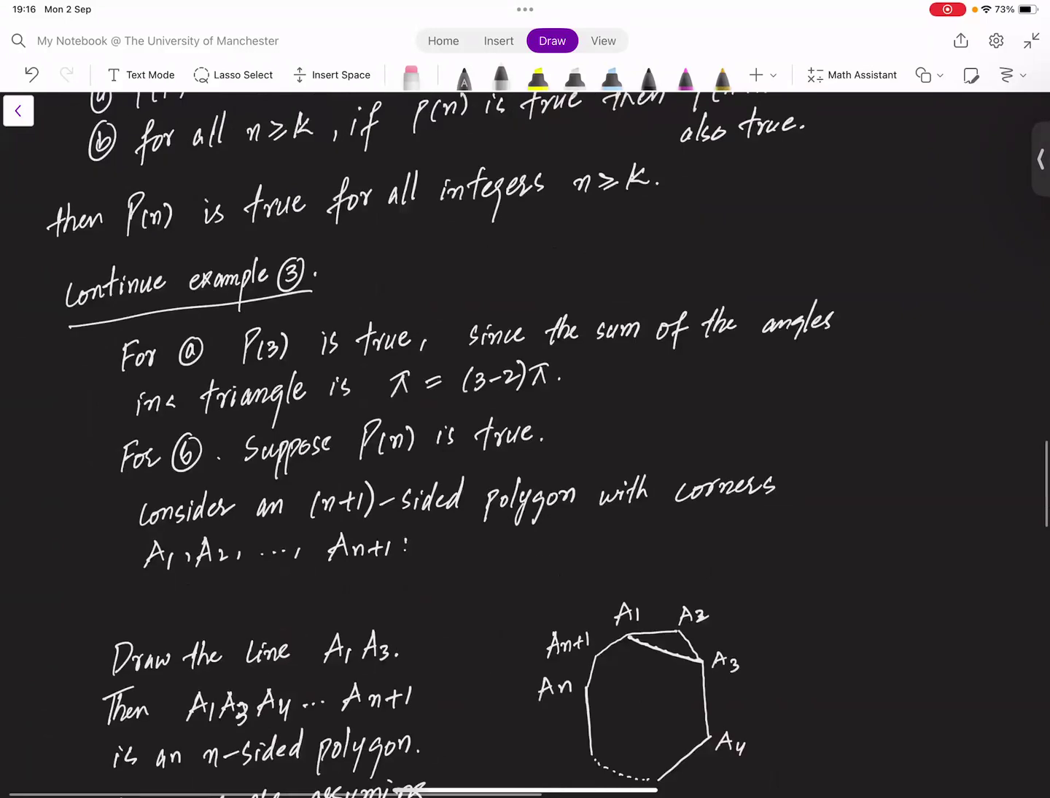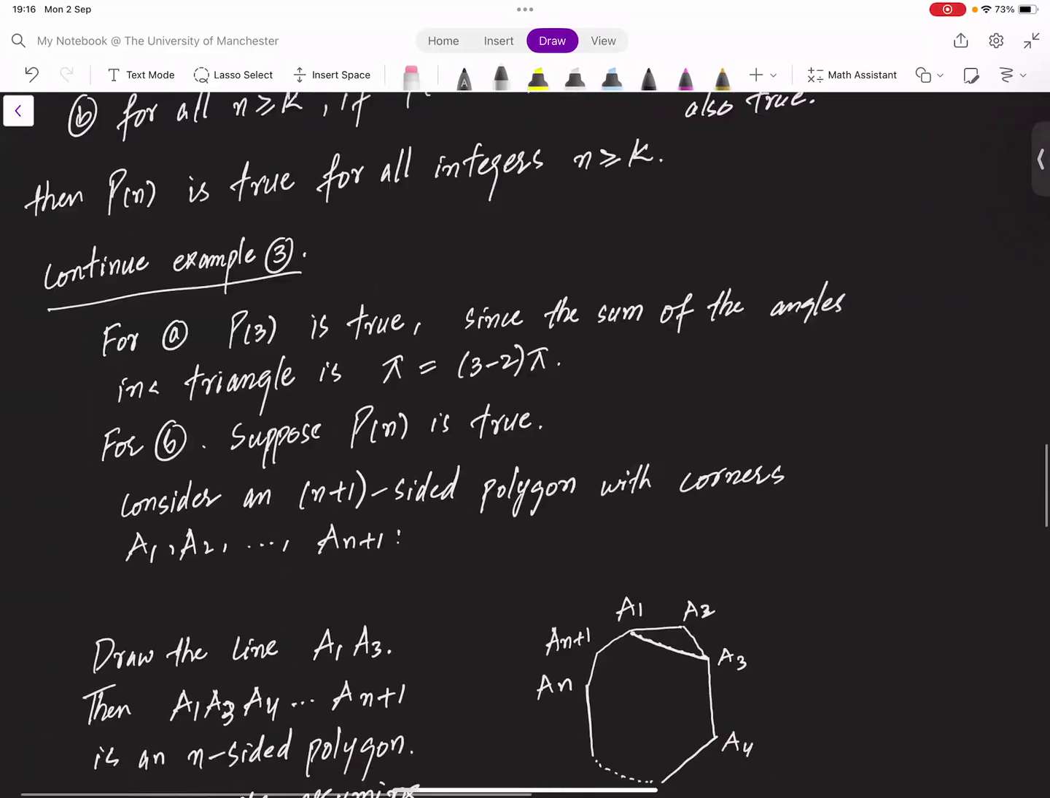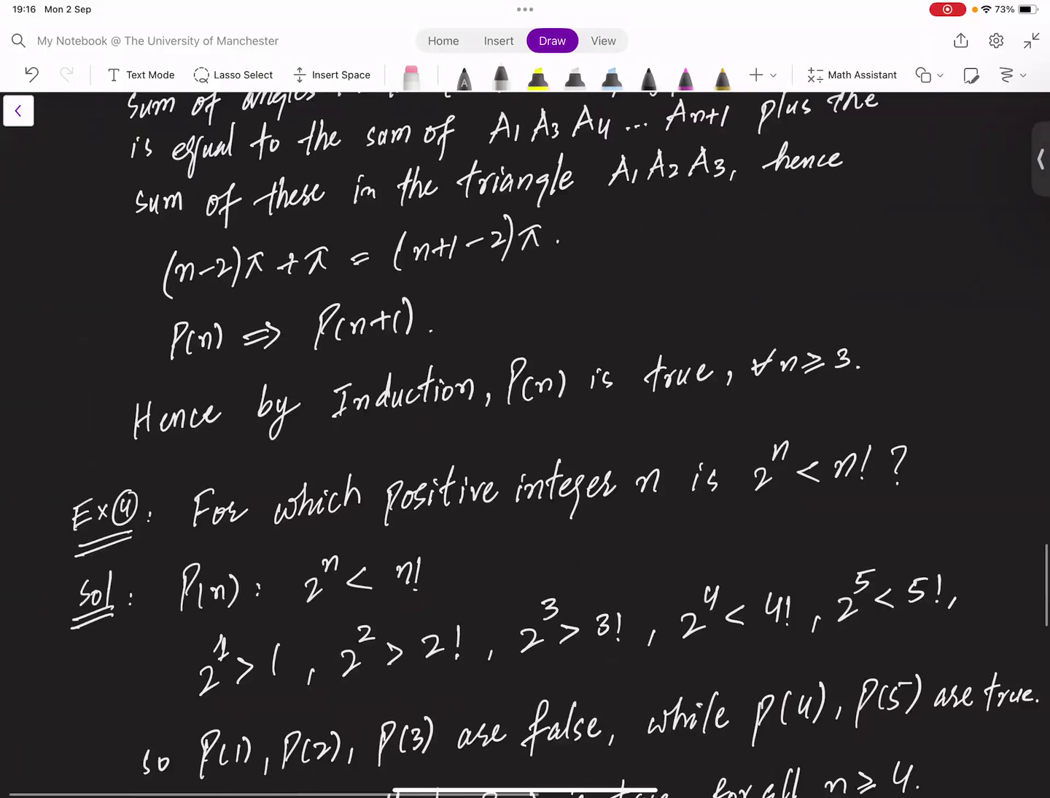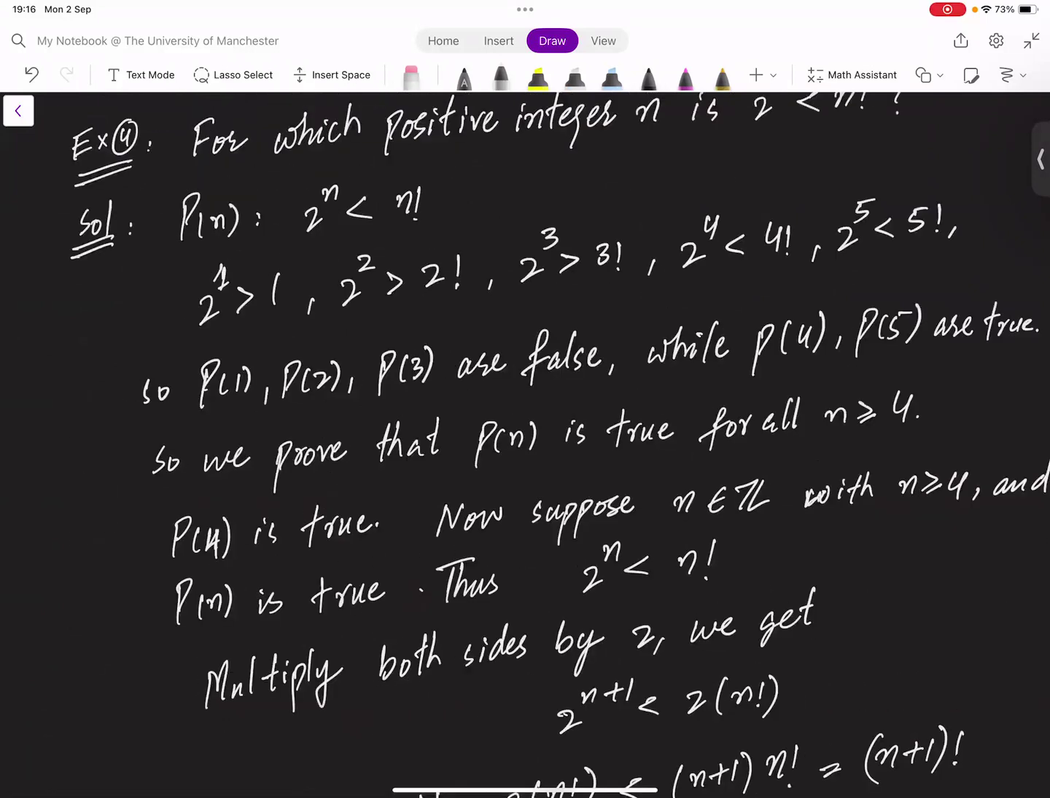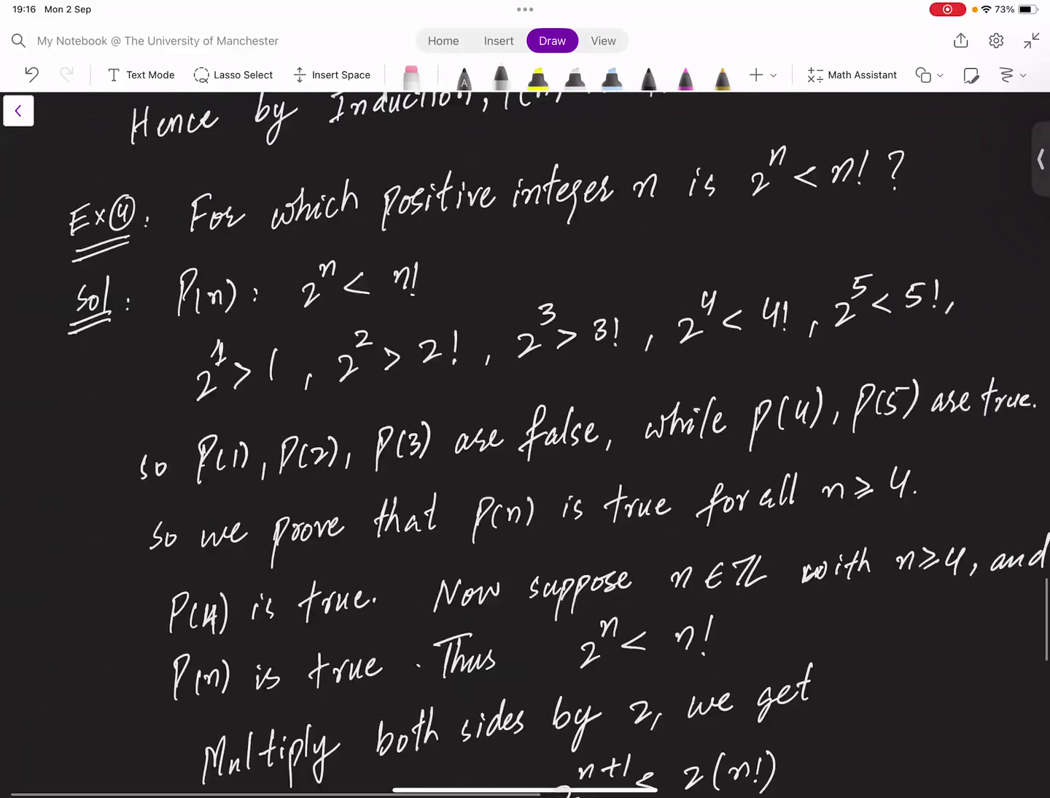Similarly, we have given some examples for that. In this example, 2 power n less than or equal to n factorial, P of 1, P of 2, and P of 3 are false, while P of 4 and 5 are true, so we should start with n greater than or equal to 4. Examples like this can be dealt with by the modified second principle of mathematical induction.